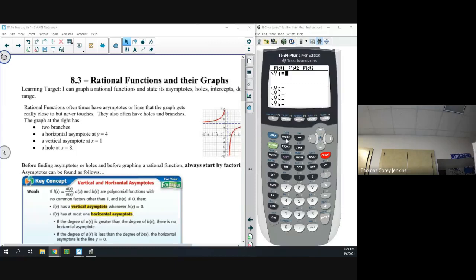Just a housekeeping thing. You can see this is 8.3. Yesterday we did 8.1. So yes, we are skipping 8.2. That won't be covered. So we'll go straight through 8.2 to 8.6, and that'll be what we cover in this chapter.